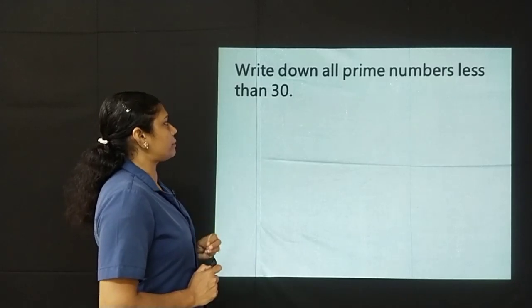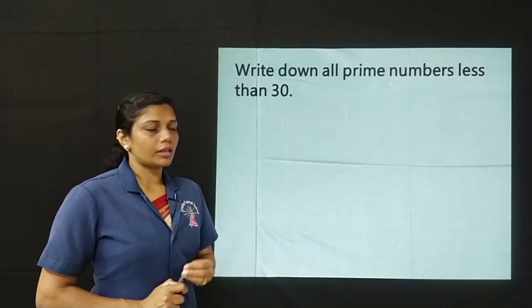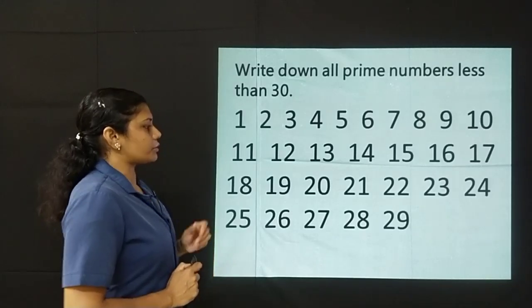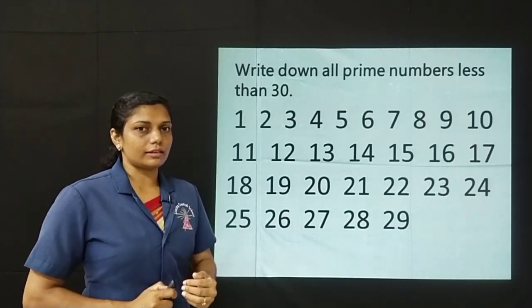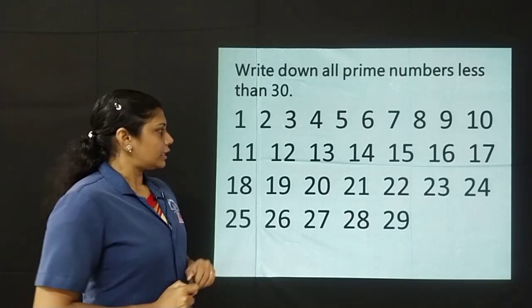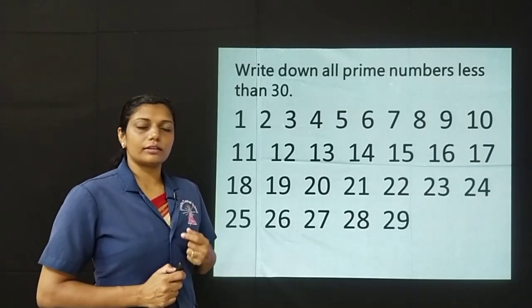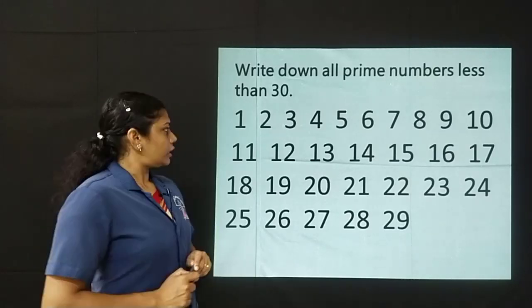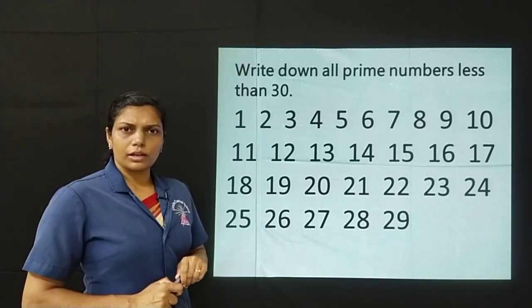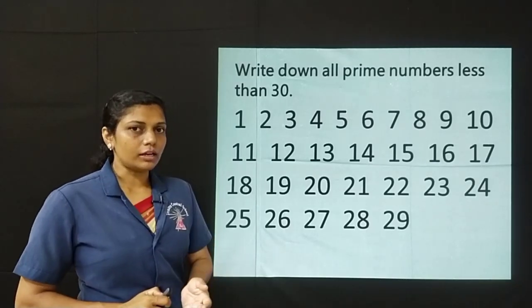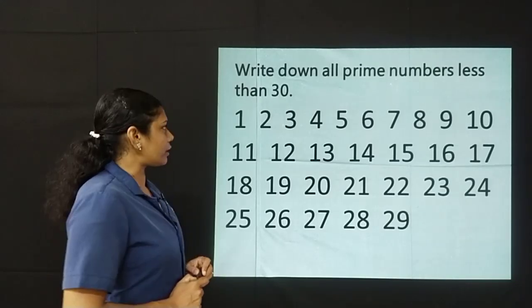Write down all prime numbers less than 30. Let us write the numbers 1 to 29 because less than 30, so I am not writing 30. Let us go on circling the numbers which are prime. Let us start with 1. 1 is neither prime nor a composite number, so we leave 1.